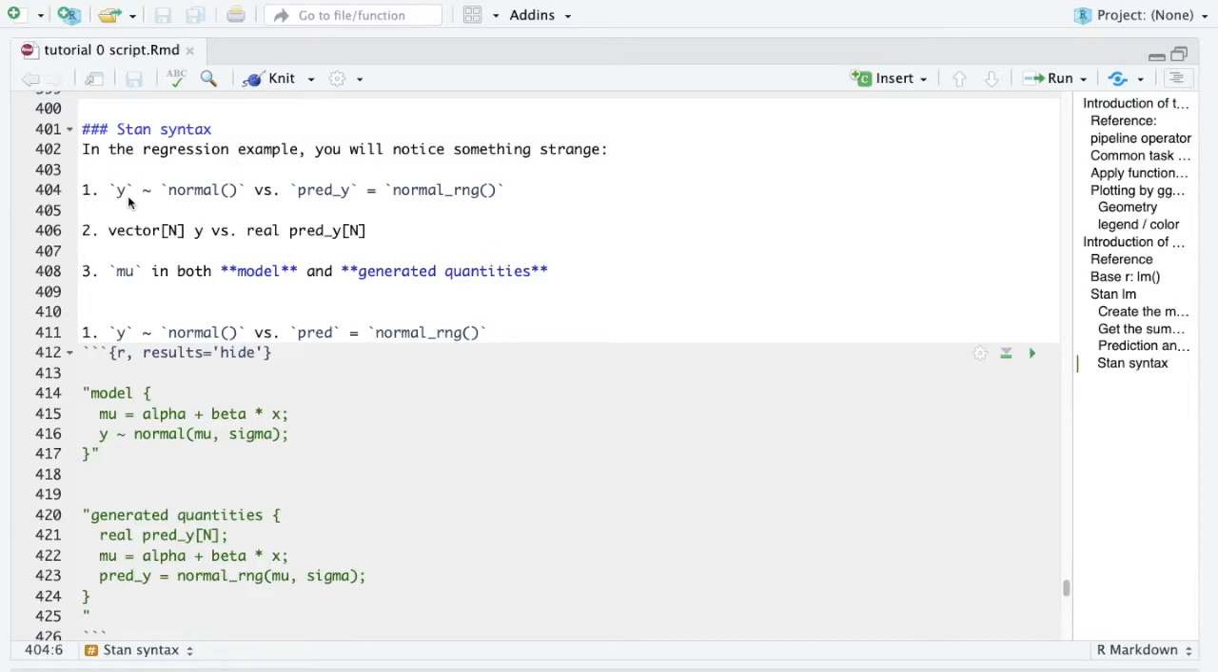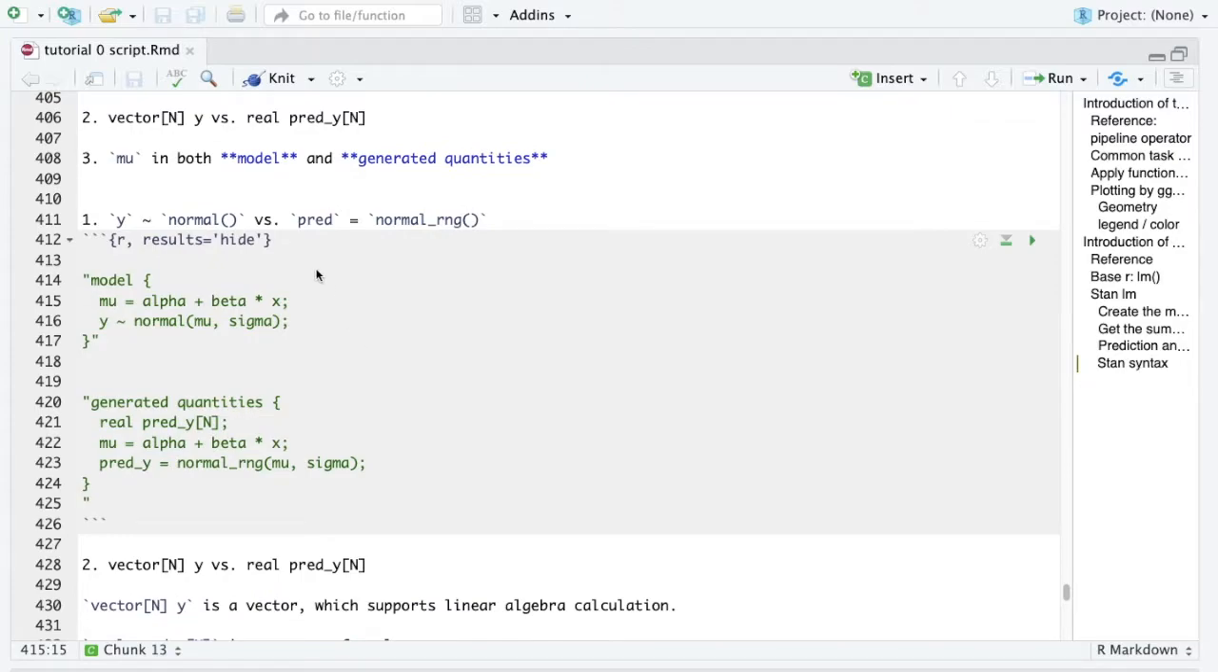First, you may feel it's weird that we have y tilde normal but we also have prediction y equal to normal RNG. The second weird thing is that we have vector n y, but we also have real prediction y n. And the third weird thing is that we need to declare mu in both the model block and the generated quantities block. However, we don't need to declare alpha, beta, or gamma. In this video, I will answer the above three questions.